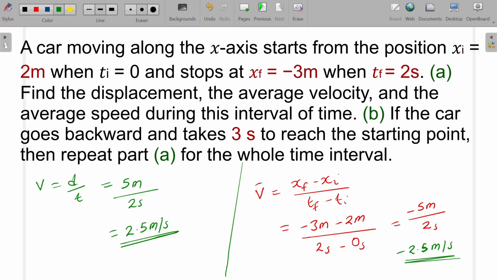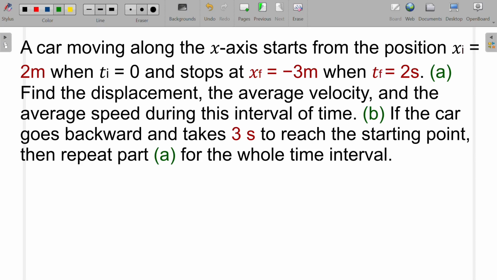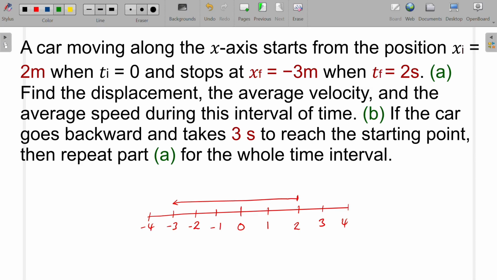So this is our average speed, and this is our average velocity. So let's look at the last part of the question, that is saying, if the car goes backwards and takes 3 seconds to reach the starting point, then repeat part A for the whole time interval. So let's redraw our diagram. All right, so we have our diagram there.